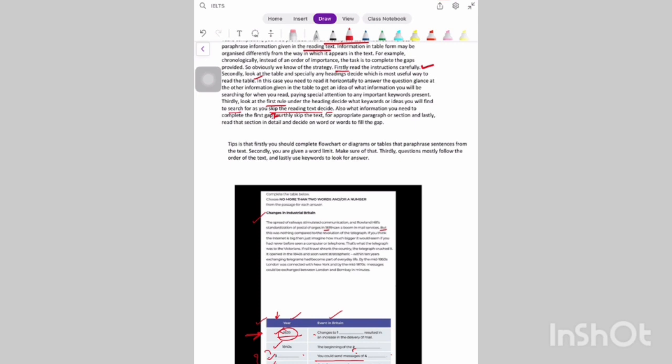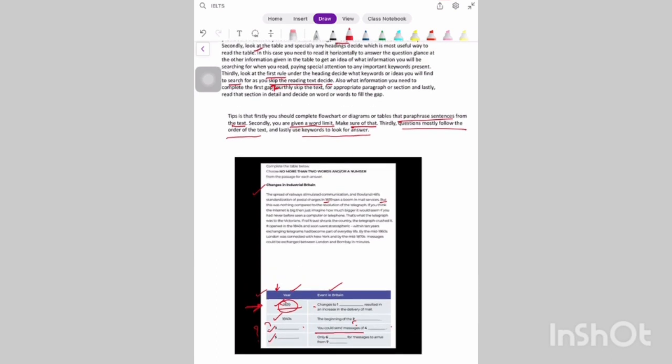So the tips are that, firstly, you should complete the flowchart or diagram or tables that paraphrase sentences from the text. Secondly, you are given a word limit, make sure of that. Thirdly, questions mostly follow the order of the text. And lastly, use keywords to look for your answer. That is something similar to what we have been discussing in previous videos. The paraphrased sentences should be looked for carefully in the text. Secondly, a word limit is there, so make sure of that.